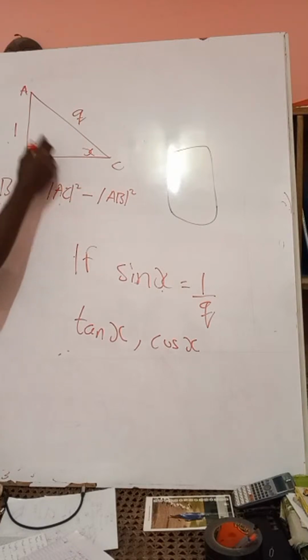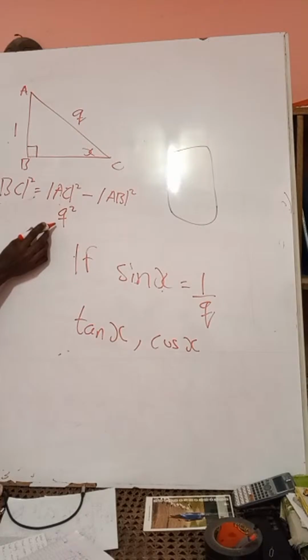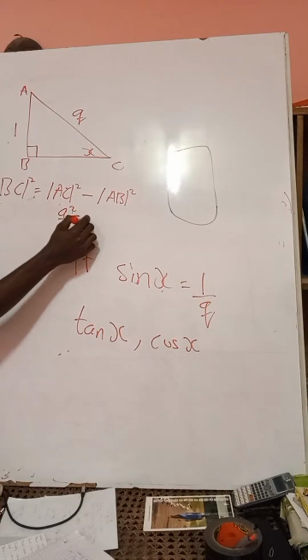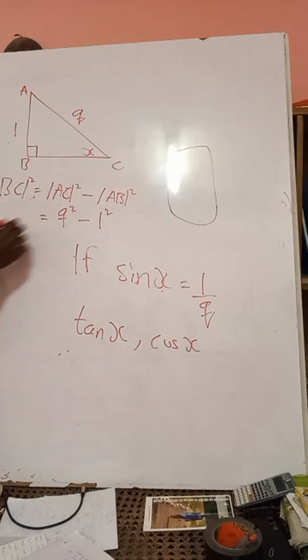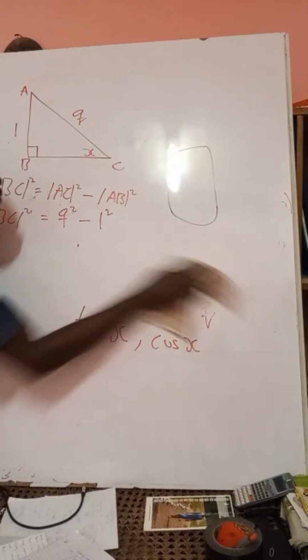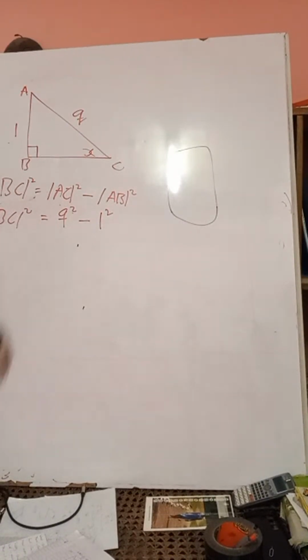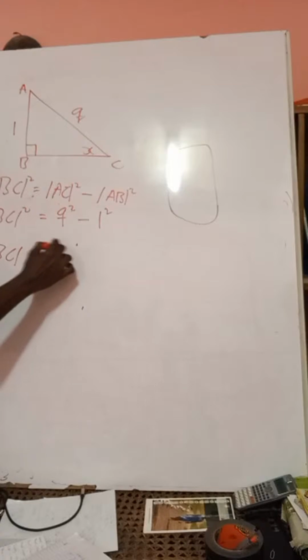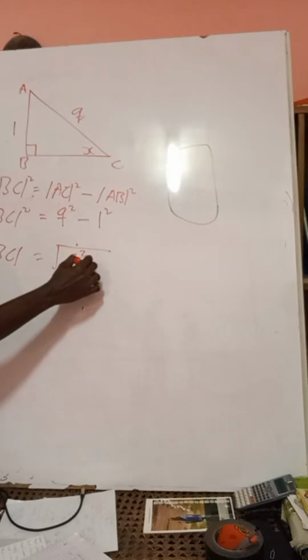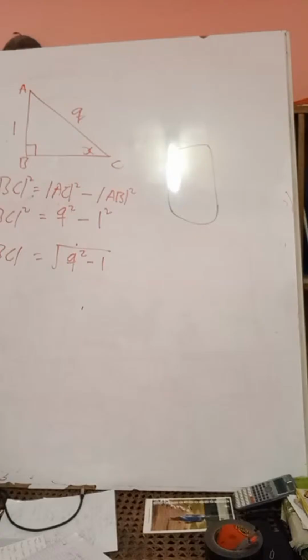So let's substitute the values there. AC is Q, then the square is there, minus AB. AB is 1, the square is there. So realize that for us to get line BC, we square root both sides. I hope you've written the question, right? So unless you square root both sides, we are going to have BC to be root of Q squared minus 1.